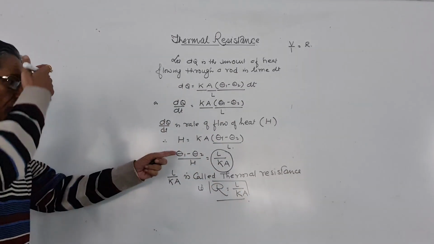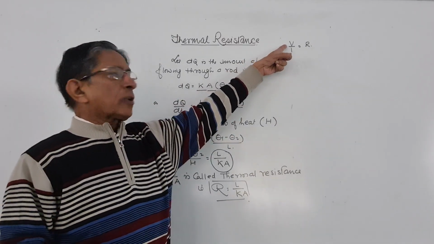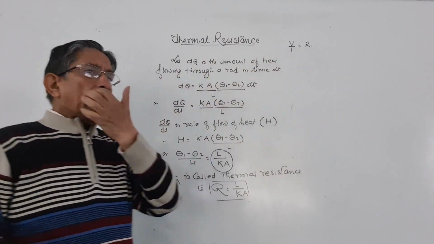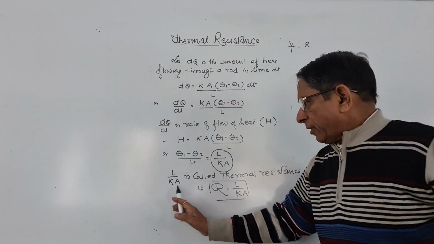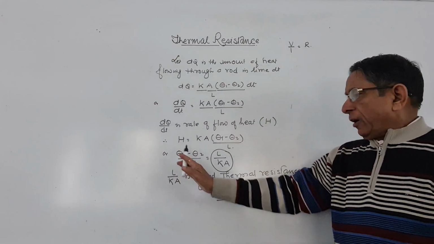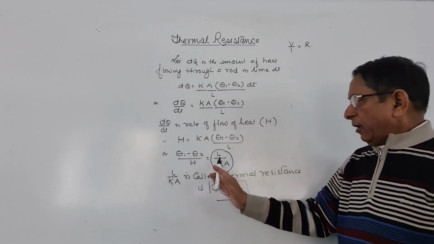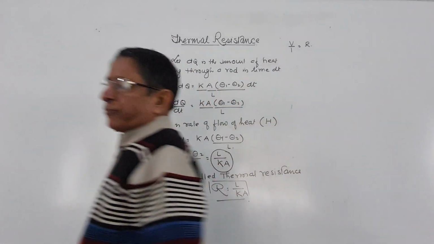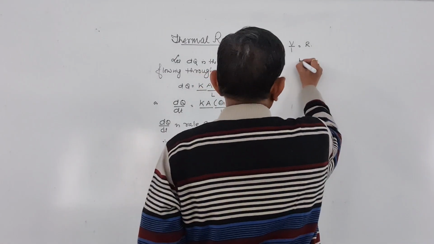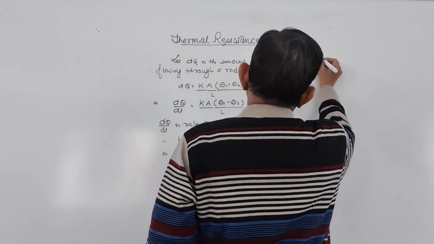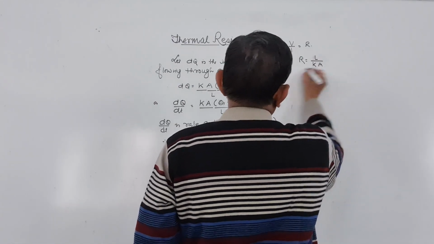Once again you can see, theta 1 minus theta 2 is the temperature difference. Here it is potential difference. What is I? I is the rate of flow of charge. Here it is the rate of flow of heat. So (theta 1 minus theta 2) upon H, this is replaced with V and this with I. So L upon kA will be equal to resistance, and it is called, dear students, thermal resistance. So R is equal to L upon kA.